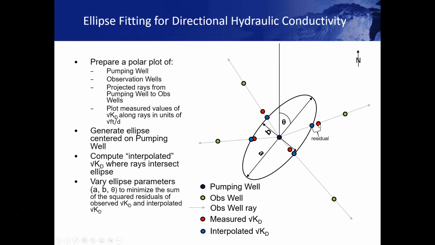So the blue points are the points, as you can see, that are on a theoretical ellipse along those rays. And then, by varying the major semi-axis, the minor semi-axis, and the angle of orientation, theta, you seek to get the best fit. So you try to minimize the squared residual and get as close as possible. This is readily done using a solver in Excel, or you can use R, and there are other ways you can do this. But you just find the best fit to the data.